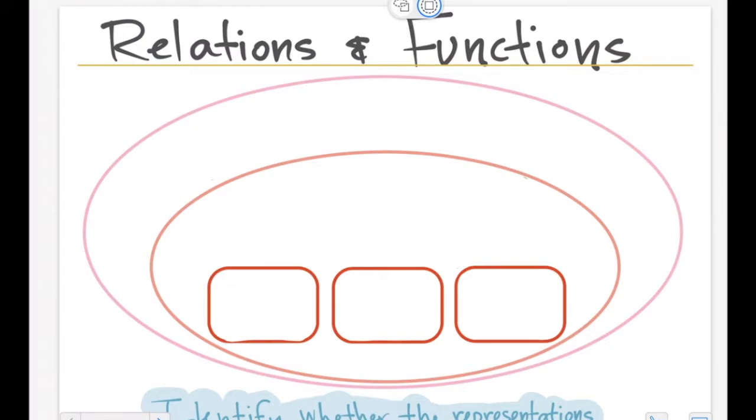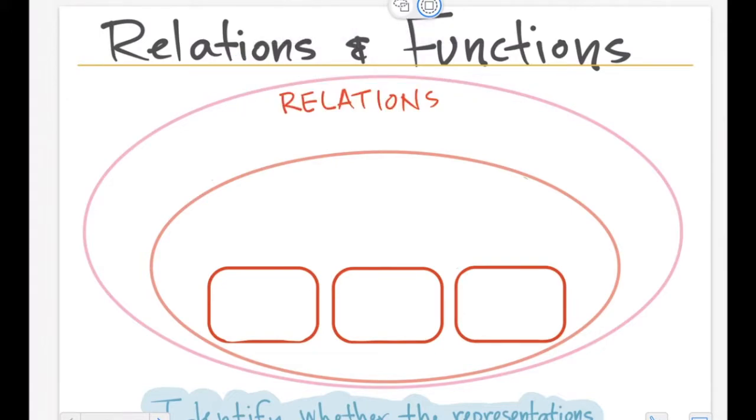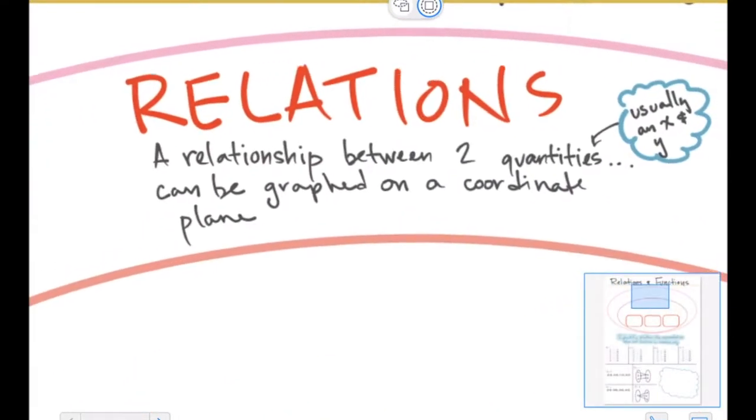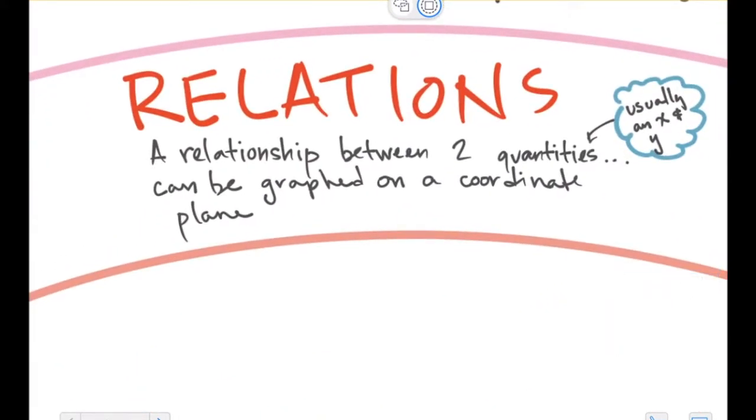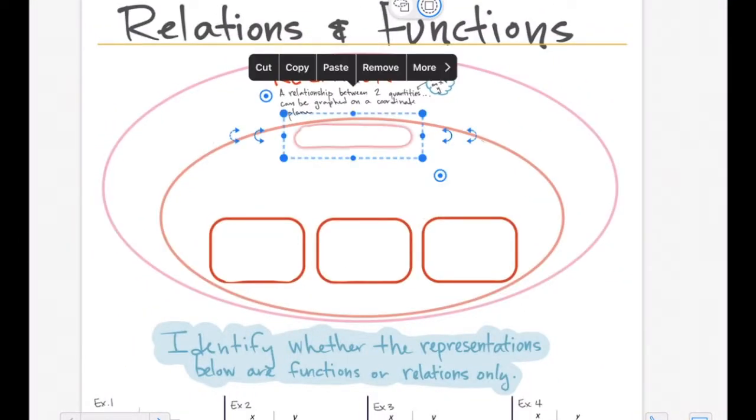So here are the different terms that I want you to put in. The most general term that we're going to talk about today is a relation, or relations. And relations are essentially a relationship between two quantities. Usually those are an x and a y value, but it doesn't have to be in order to be a relation. But basically anything you can graph on a coordinate plane would be considered a relation. So as we move more inward, relations that are more specific can be given the term function.